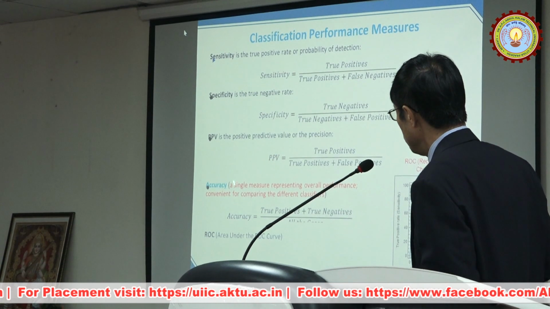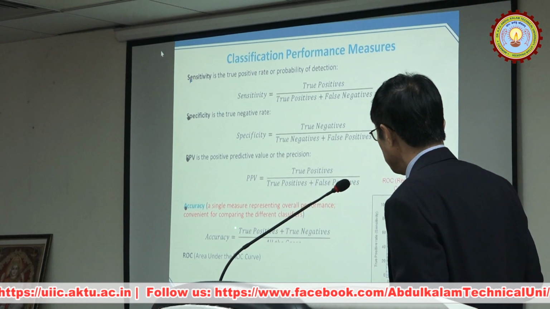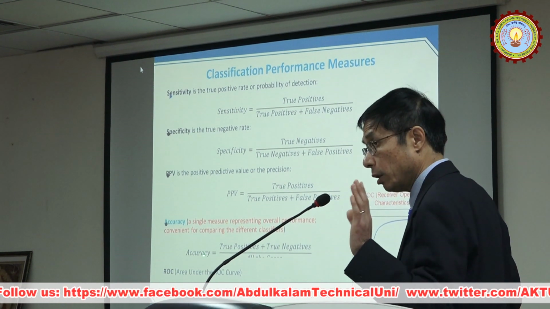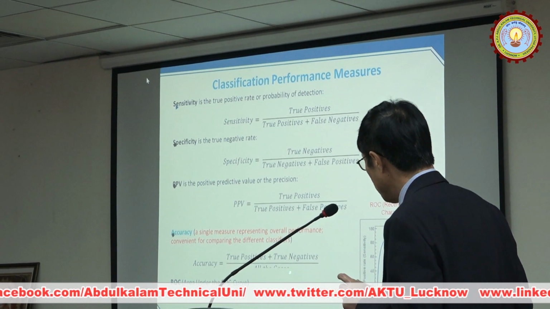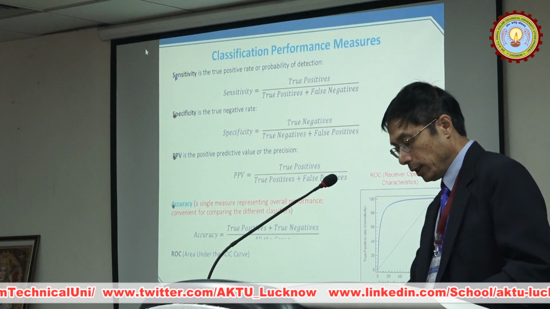So basically, we use the accuracy. Accuracy is the true positives plus true negatives, these are all the correct classifications, divided by all the cases. I don't know why it doesn't show the denominator. So these are the measures.